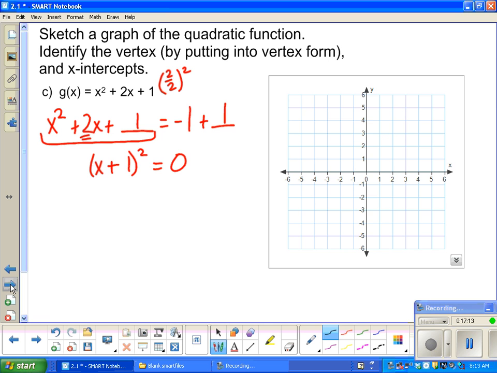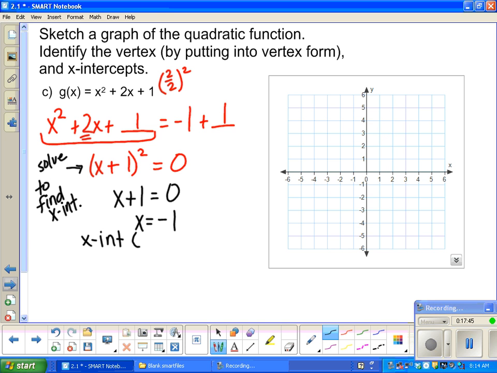Now, since we already have it equal to 0, we're going to solve to find x-intercepts. So to solve this, what I want to do is take the square root of both sides. X plus 1 equals square root of 0, which is 0. X equals -1. So my x-intercept will be (-1, 0). In other words, it only has one x-intercept.